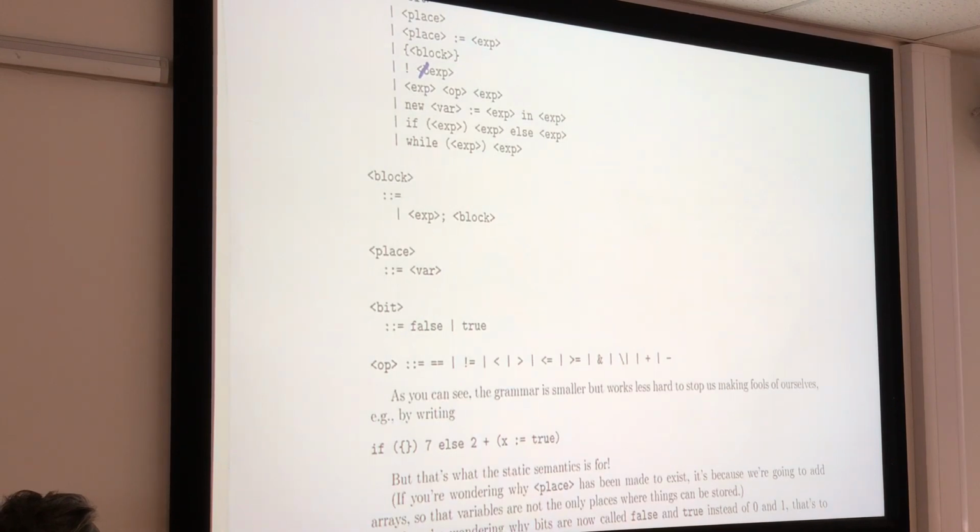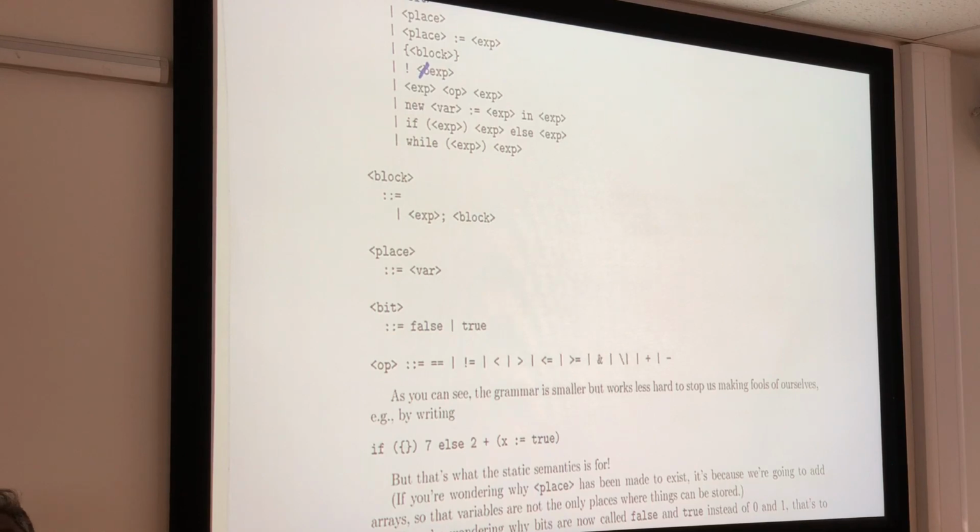Okay, so we're going to need some types. Let's think what types we're going to need. Well, we have integer expressions, integer stuff going on, so we're going to need a type of integers. We have Boolean values going on, so we're going to need a type of Booleans.